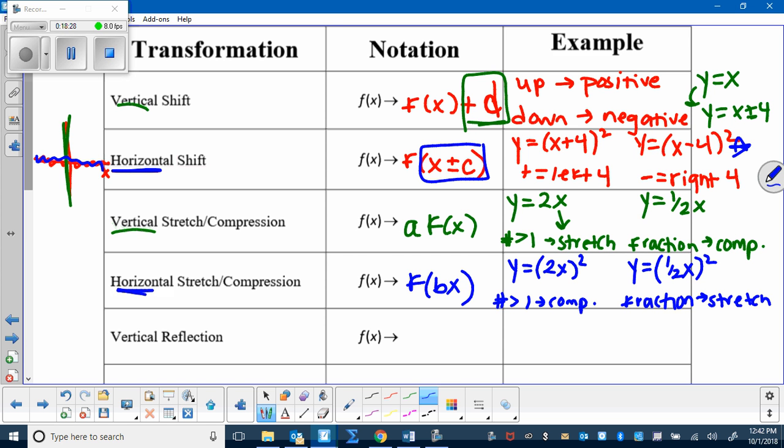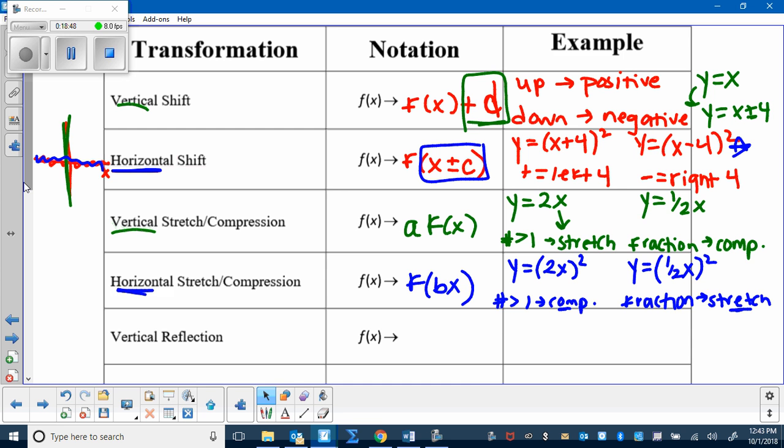And we're going to do some examples in class together with numbers that will prove this to you. So if you don't believe me right now, it's okay. I promise I will show you why in class when everybody's here, so you guys can ask me questions. So right now, number greater than 1 is a compression, number less than 1 is a stretch.